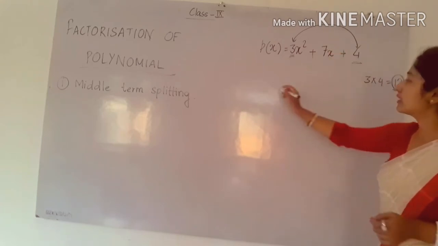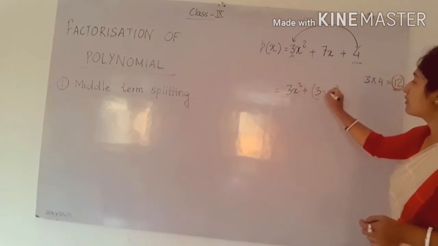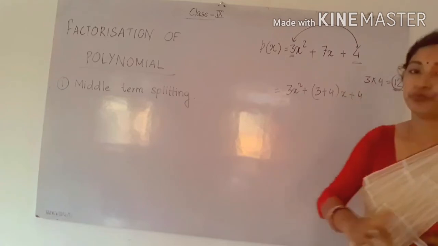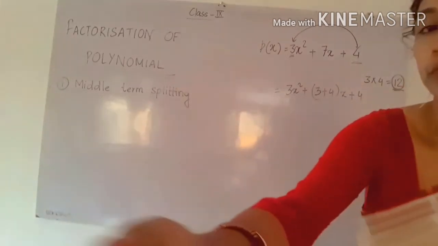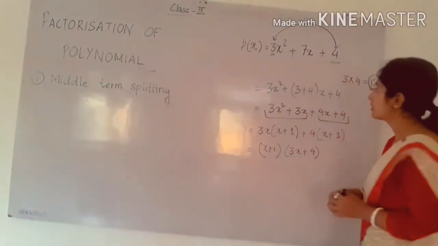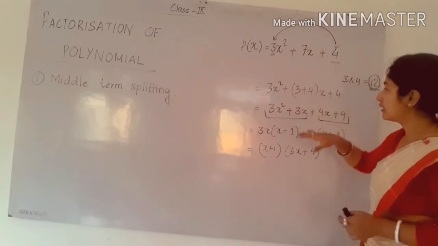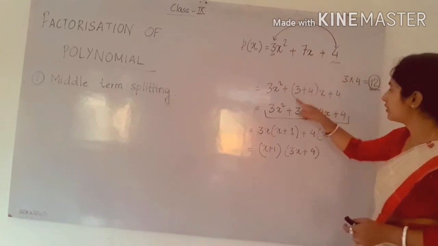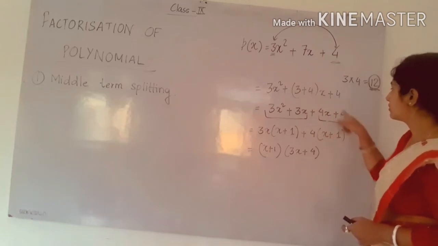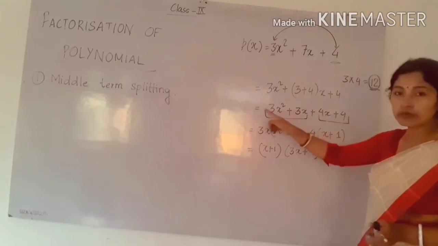So the next step will be 3x square plus, in place of 7, we will write 3 plus 4 into x plus 4. So here the process is, in place of 7 I have written 3 plus 4. Then in the next step you have to open this bracket, you will get 3 into x, 3x, plus 4 into x as 4x, plus 4. So the terms are like this. We have 4 terms now.